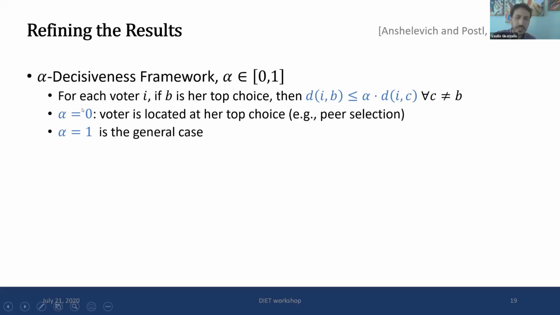And there are several interesting cases for this. For alpha equals 1, first of all, this just captures the standard case, essentially not restricting the metric in any way. For the alpha equals 0 case, it means that the voter is located at her top choice. There's zero distance for the top choice. And that captures as a special case the peer selection problem, where the voters are the candidates, and you assume that every voter totally agrees with themselves, so they have zero distance from themselves. So it's already an interesting and studied problem that is captured by the alpha equals 0 case.